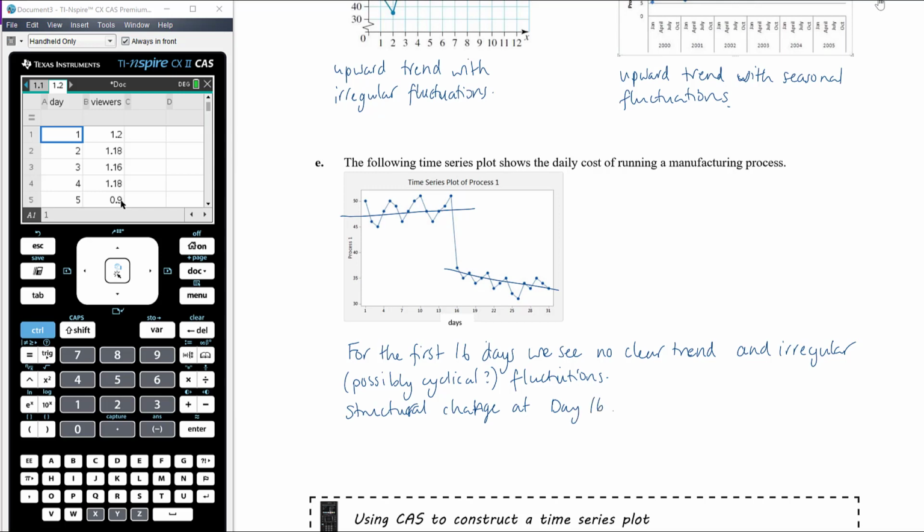And then from day 16 to 31, there is a slight downward trend with irregular fluctuations.